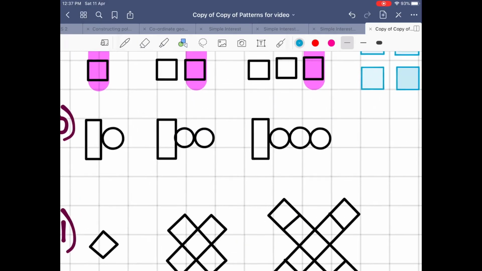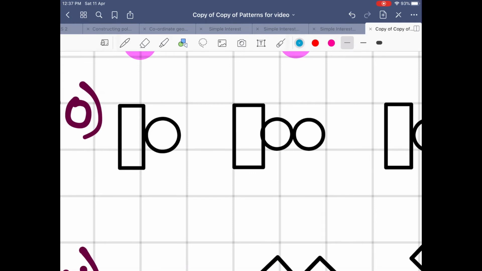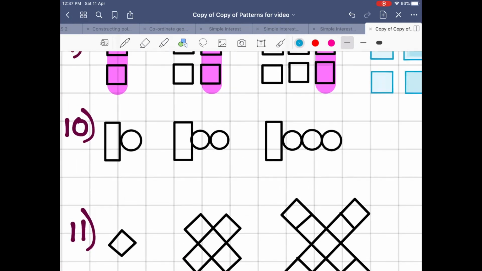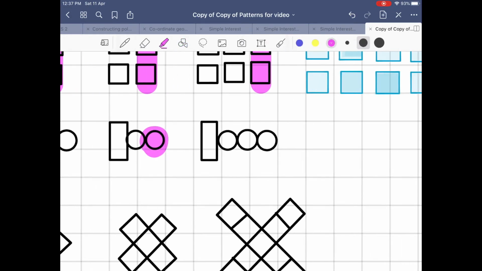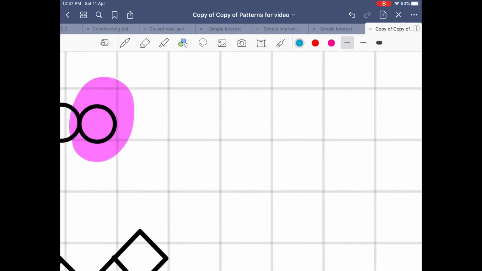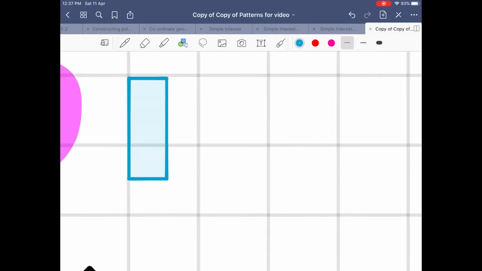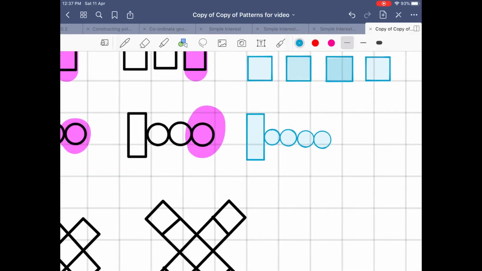For the next one we are seeing that we have a rectangle followed by a circle. The next shape, the rectangle stays the same, but we have 1 more circle. And the next one we have the same shape as before, but we are adding another circle again. So the next one we will have the same rectangle, but this time we will have 1 more circle, from 3 to 4.